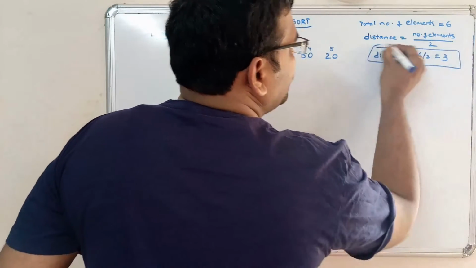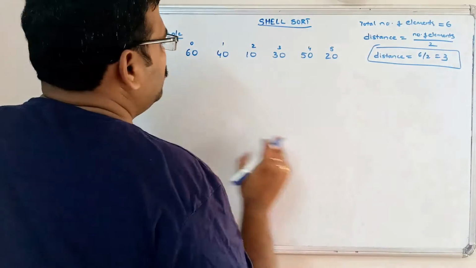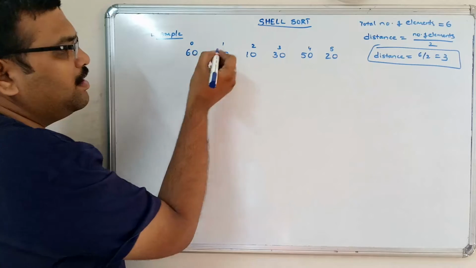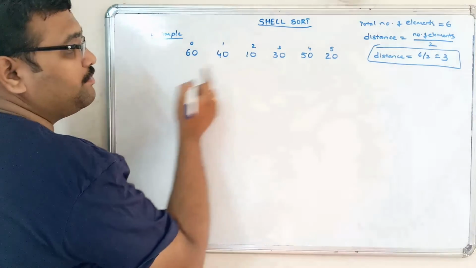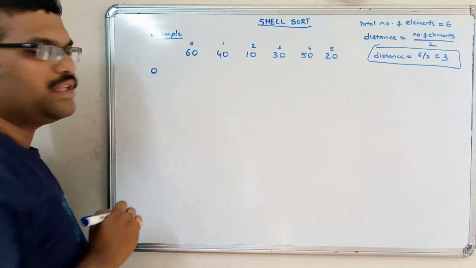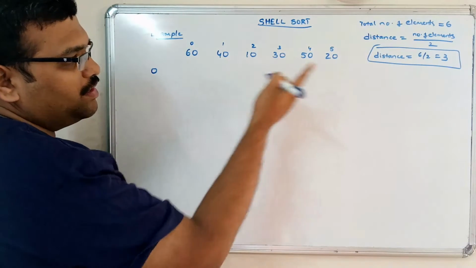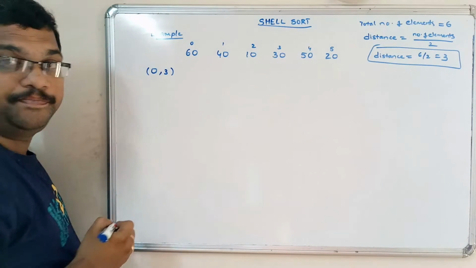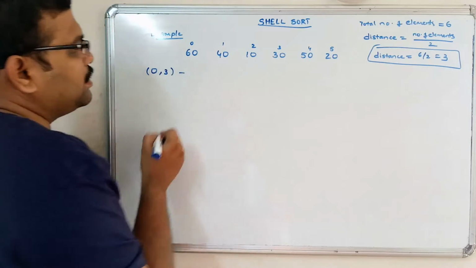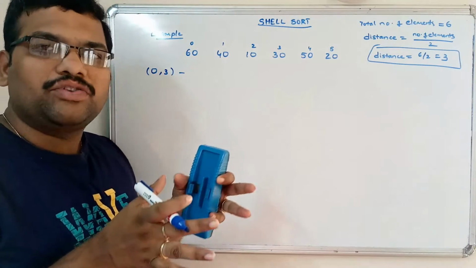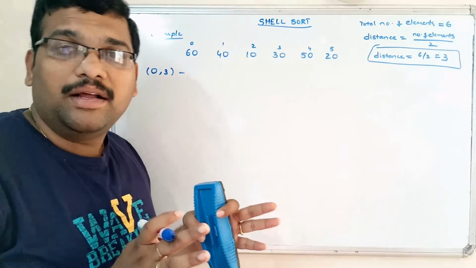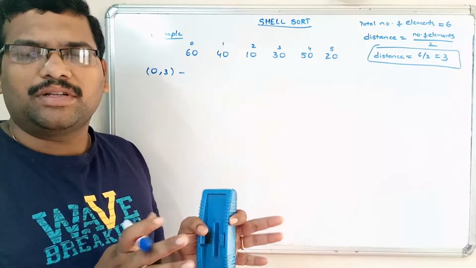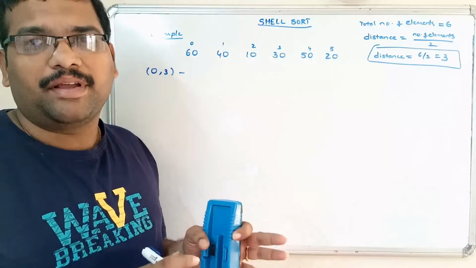See, in the first pass the distance is 3. So we have to compare all the elements which are within this distance. So let us take these index values and find the distance. If you take the 0th index, what is the other element with the distance? It is 3. So we have to compare these two. And if they are in a sorted order, nothing will be done. If they are not in a sorted order, we have to make them sorted. Sorted order means just swapping. We will do the swap.